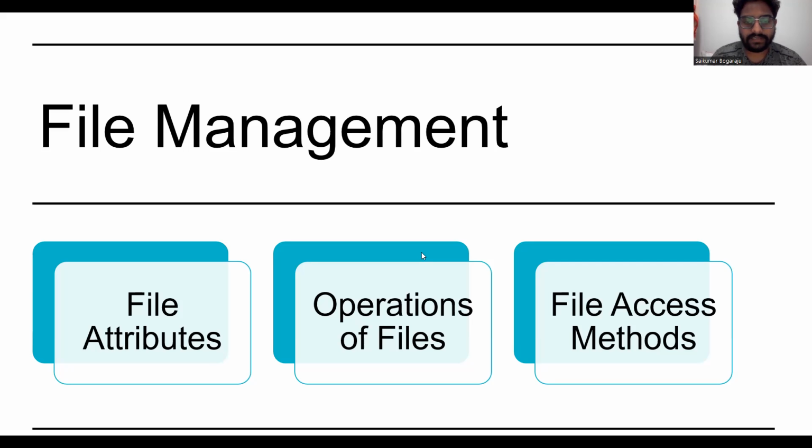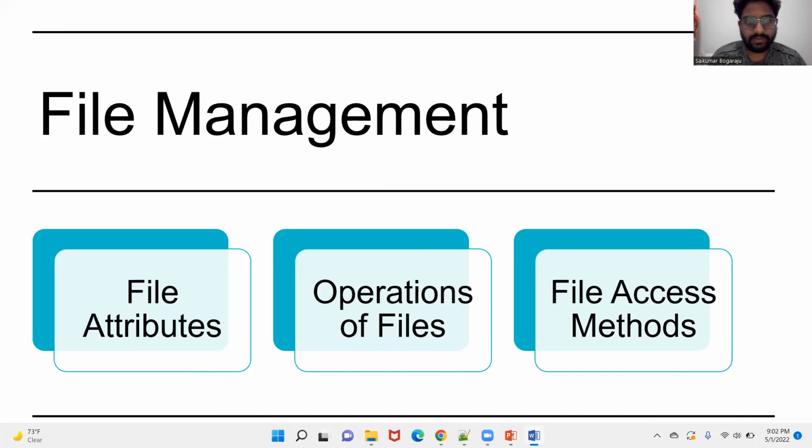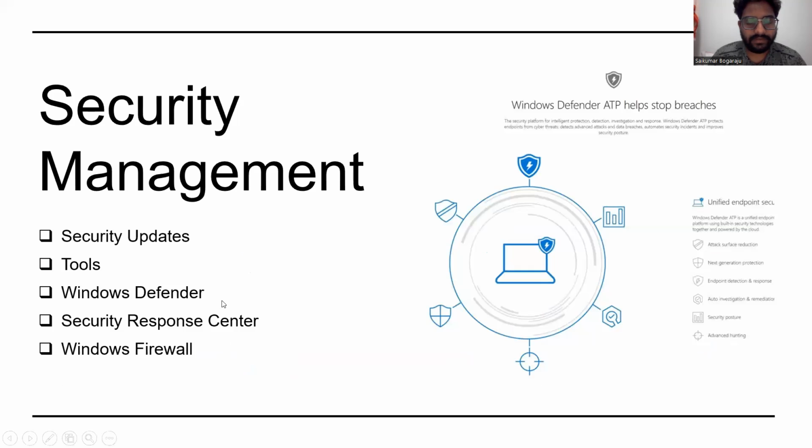Whereas in direct access, a file can be accessed at random using direct or relative access. That's a basic difference between sequential and direct access. So next thing is security management. In security management, we have different things like security updates, tools, Windows Defender, Security Response Center, and Windows Firewall.